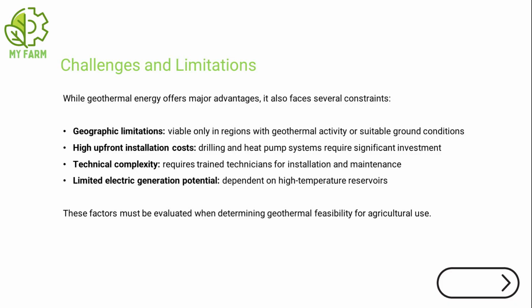Although geothermal energy offers important advantages for agriculture, it also comes with several constraints that must be considered carefully before adoption. One of the primary limitations is geographic dependency. Geothermal resources are unevenly distributed across regions, and farms located far from geothermal reservoirs or in areas without favorable geological conditions may not have access to usable heat. This means that geothermal systems cannot be universally implemented the way solar or wind technologies can.